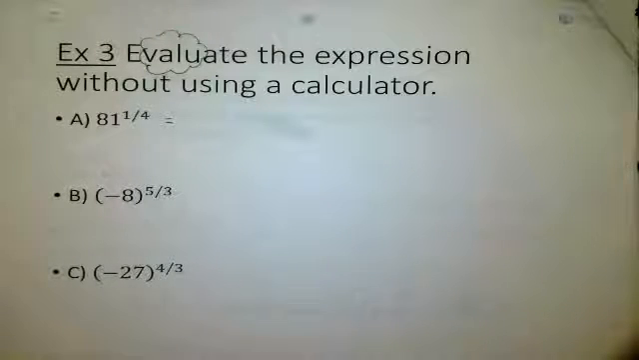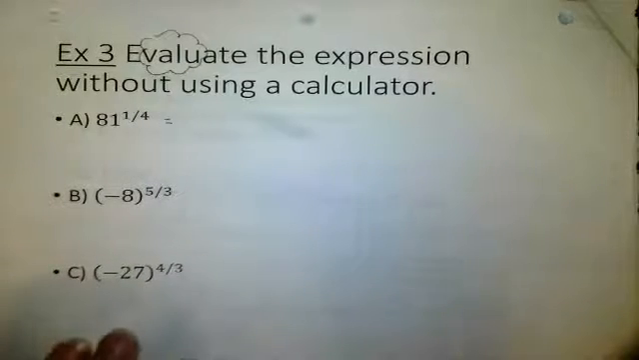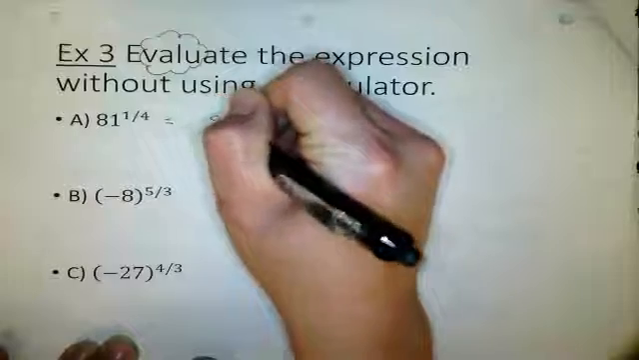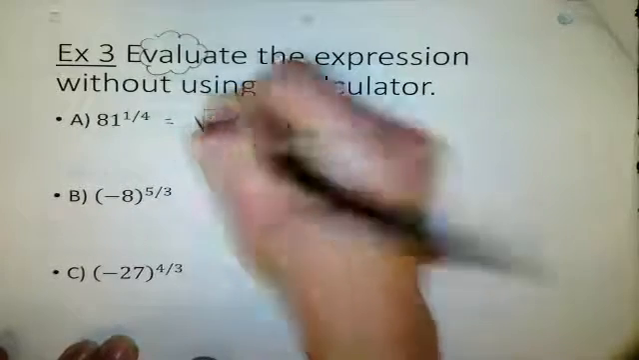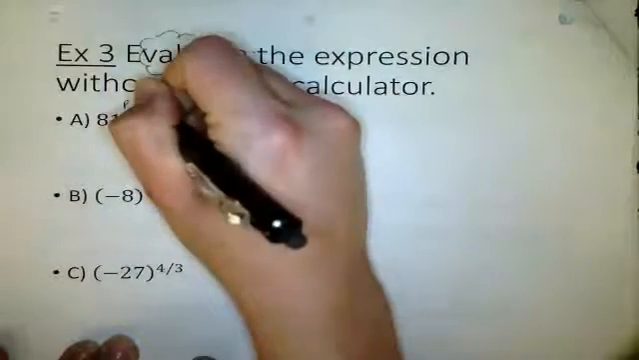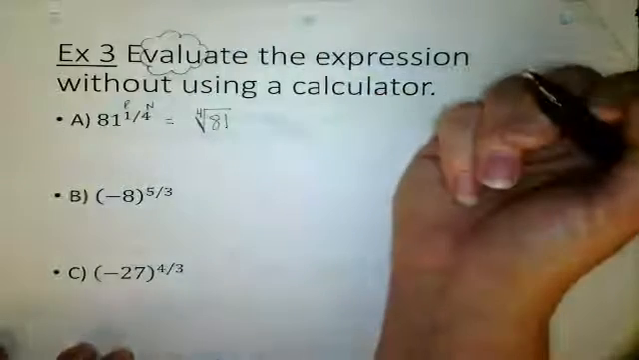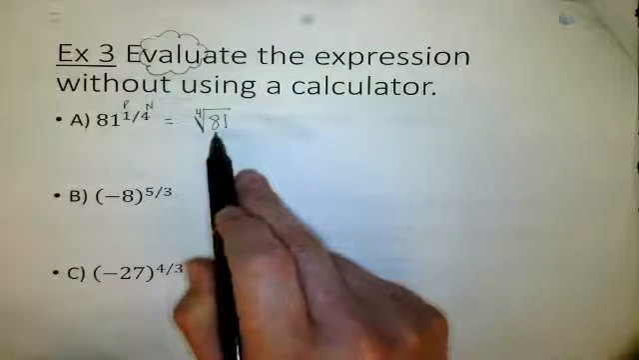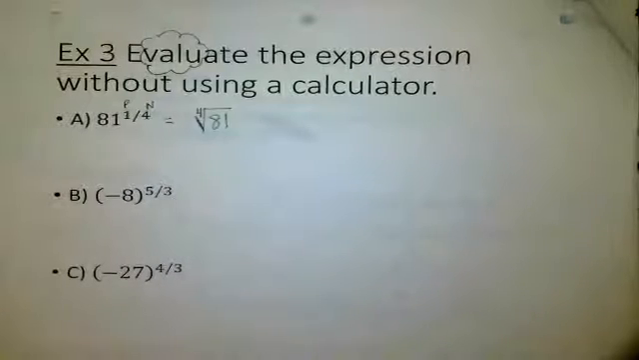81 to the 1/4 power. All right, I'm going to go ahead and convert that into radical form. So the base is 81, and power over index, so the index is 4. So this is saying, what is the 4th root of 81? What is the 4th root of 81? Do you know what that means?